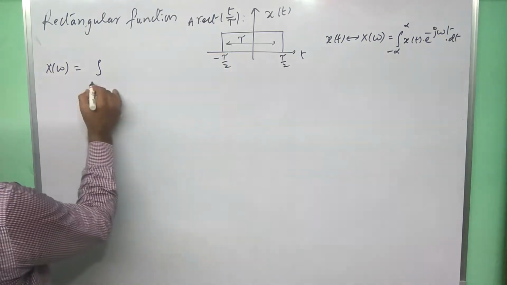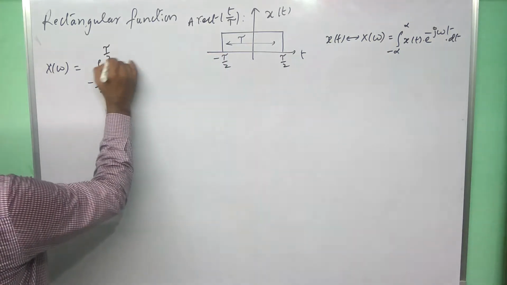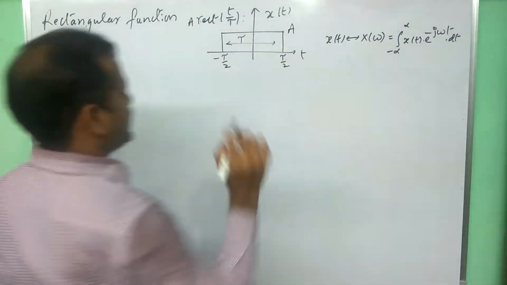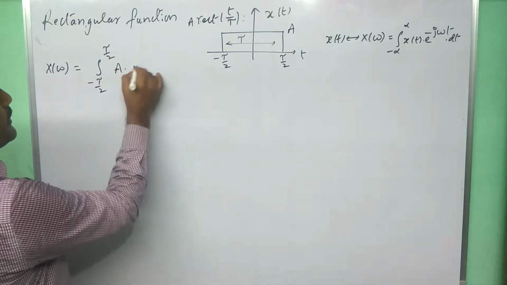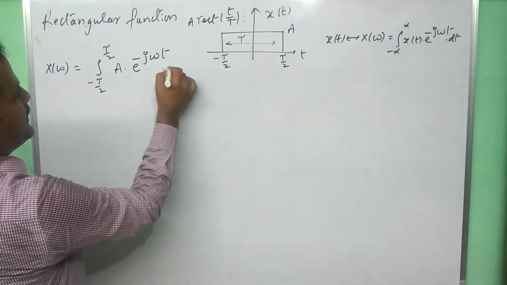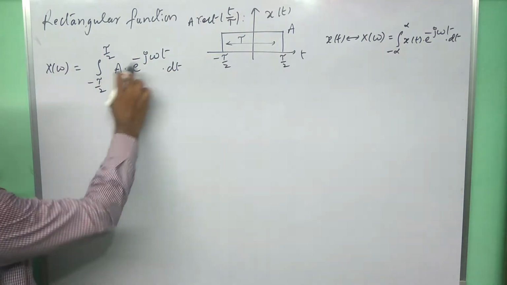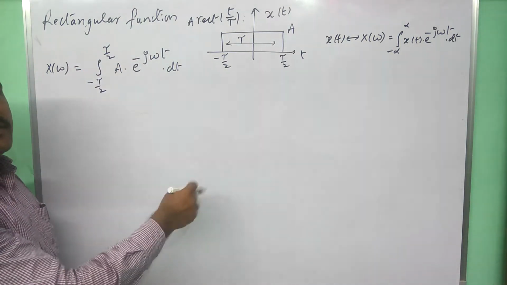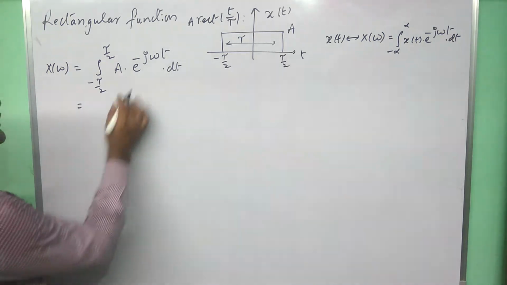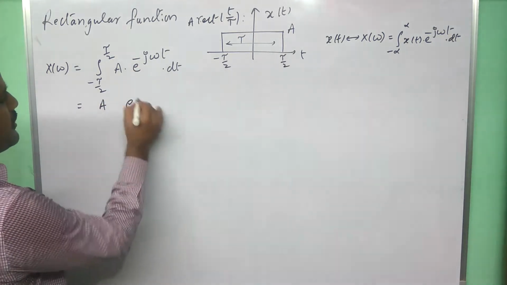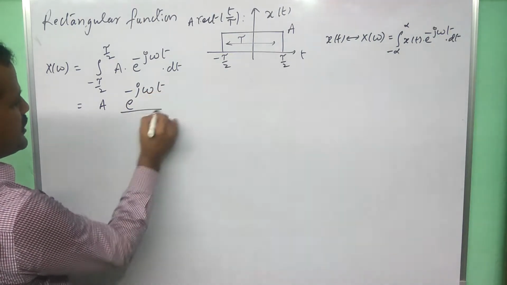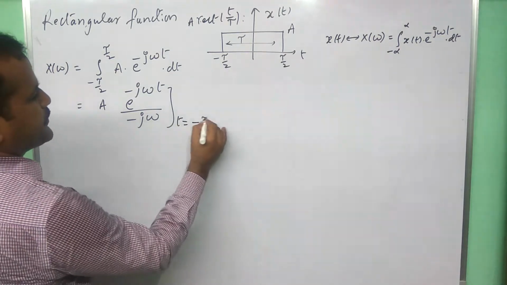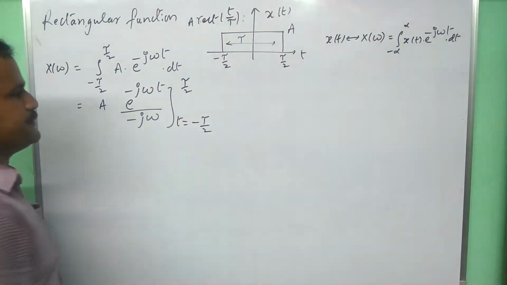So first X of omega. This function, from minus tau by 2 to plus tau by 2, this x of t has amplitude A, and e to the power of minus j omega t dt. We have to integrate this exponential, substitute the limits, and then simplify into the required standard form. Here I am integrating this exponential, and I get e to the power of minus j omega t divided by minus j omega, with t from minus tau by 2 to plus tau by 2.